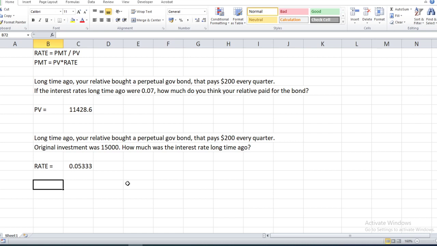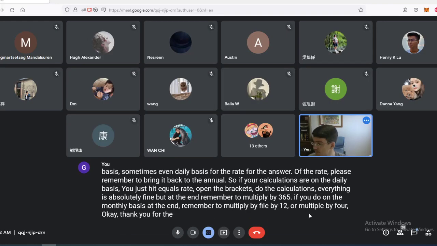But for the rate, it's a very easy mistake to make. Even I sometimes forget to do it. If your calculations are on a monthly basis, a quarterly basis, sometimes even daily basis, for the answer of the rate, please remember to bring it back to the annual. So if your calculations are on the daily basis, you just hit equals, rate, open the brackets, do the calculations, everything's absolutely fine. But at the end, remember to multiply by 365. If you do it on the monthly basis, at the end, remember to multiply by 12, or multiply by 4 for quarterly.